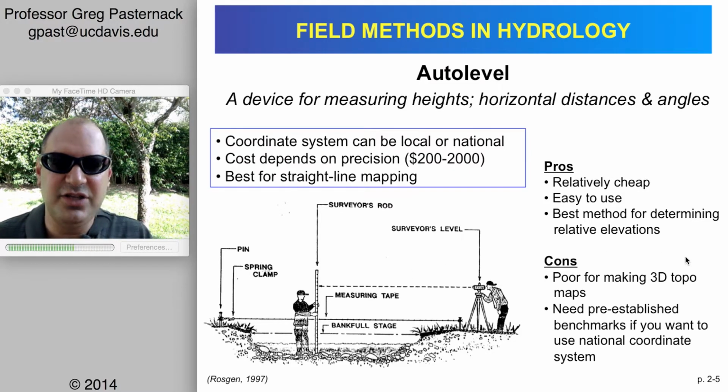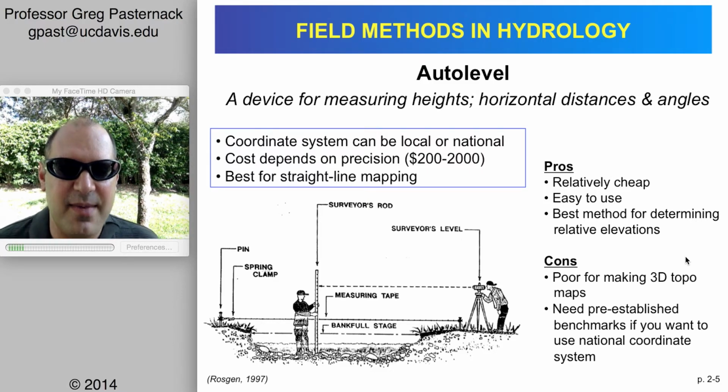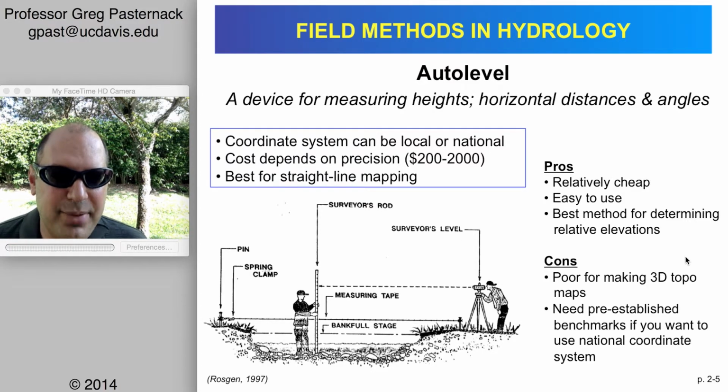Some of the disadvantages, well, this is not a good method for making three-dimensional topographic maps. It can turn horizontal angles. You can measure height changes and distances, but you would have to do a heck of a lot of manual computation that way. It's really not designed for that purpose.